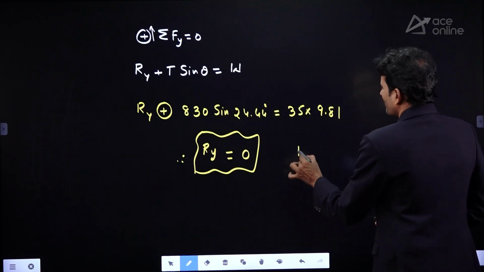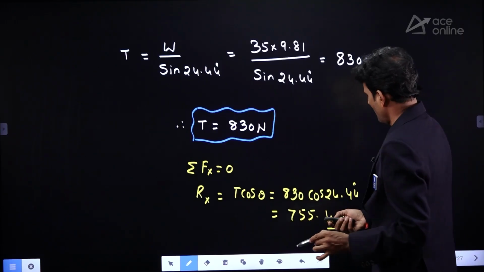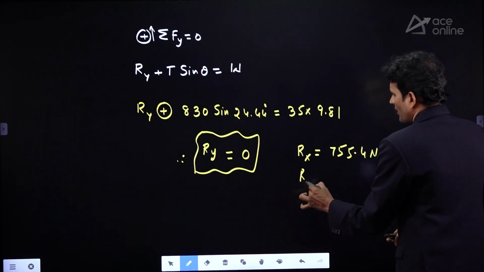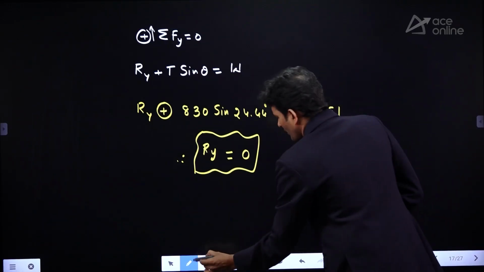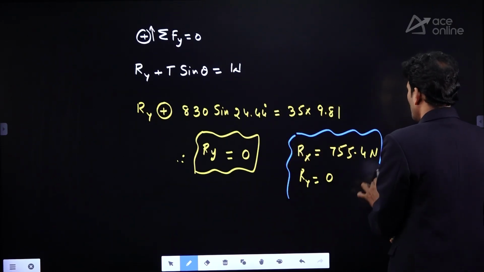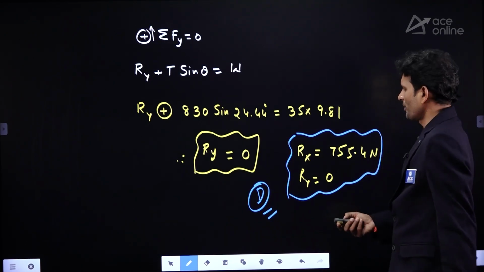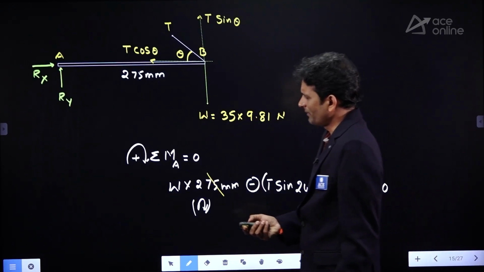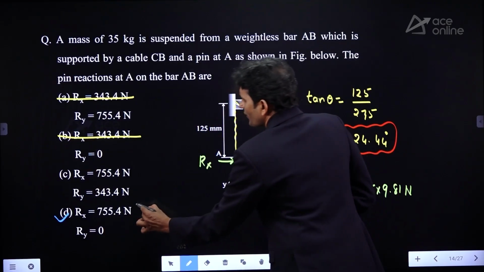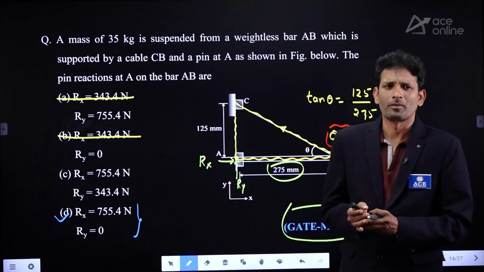So, Rx is 755.4 newtons. Ry in this case is 0. So, which is the required answer? Option D is the correct option. In option D, Ry is 0. So, this is the correct reactions for this given question. Hope you understand this problem.